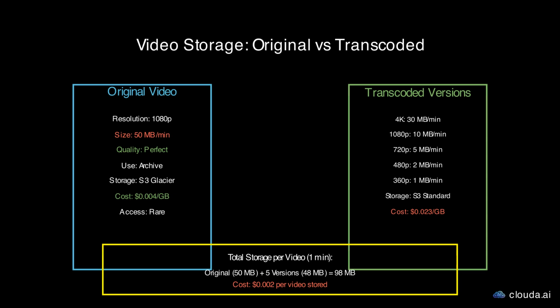For a 1-minute video, we store 98 megabytes total across all versions, costing about $0.002 per video. With billions of videos, this adds up fast, but it's essential for adaptive bitrate streaming and global reach.